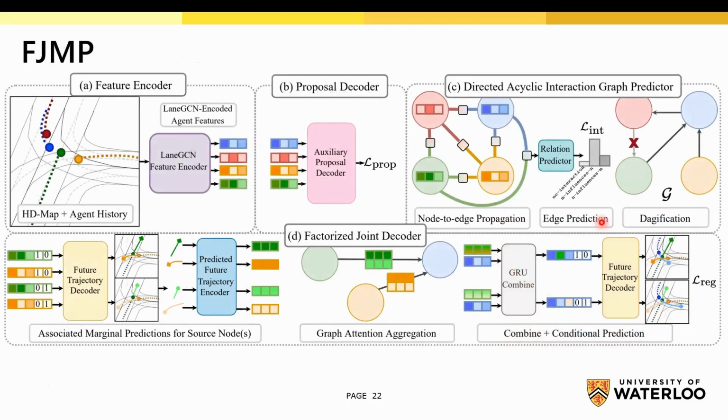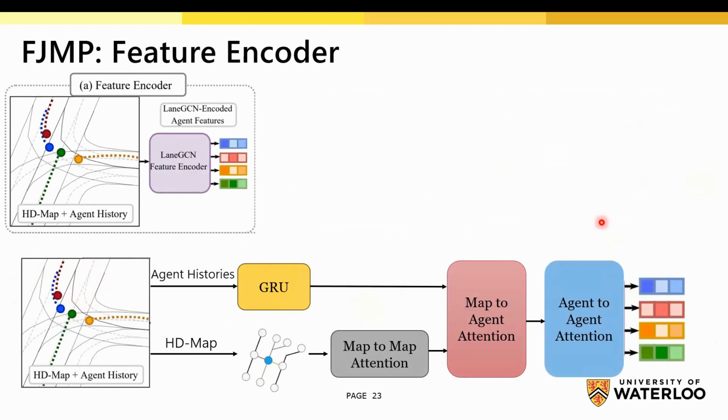So here is a high-level system diagram of FJMP. So we'll go through each component in more detail. Starting with the feature encoder. So any motion predictor is going to need to encode features from the HD map and agent histories to get some agent features that we can use to do trajectory decoding, and in our case, also to predict the interaction graph. And so to do this, we use what's called a lane GCN feature encoder.